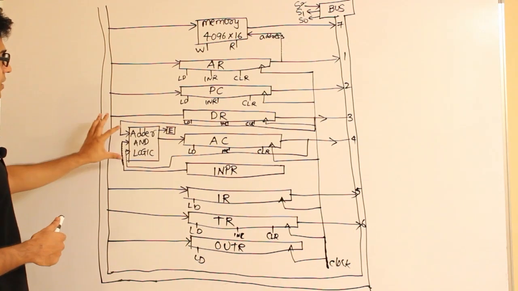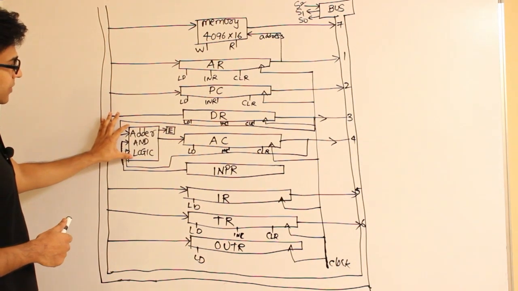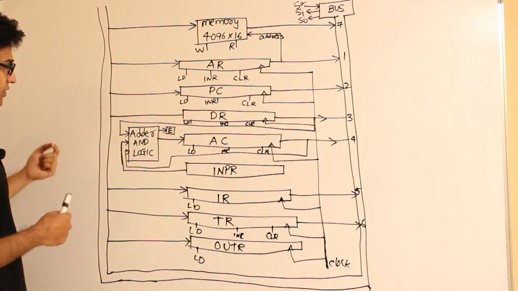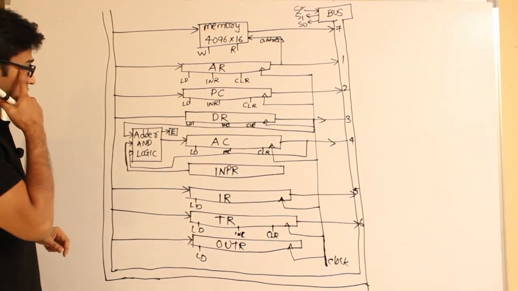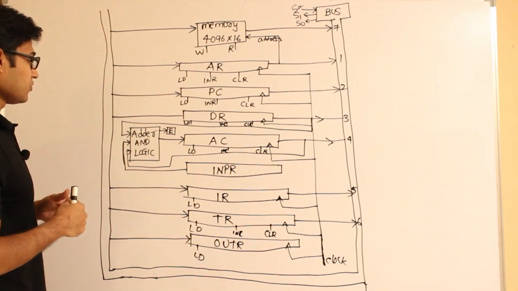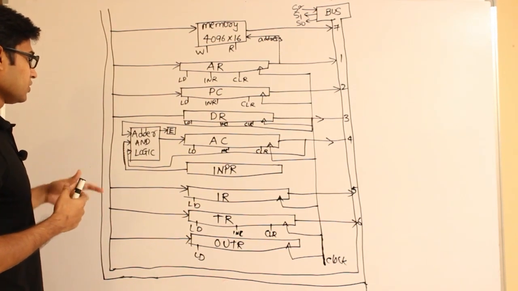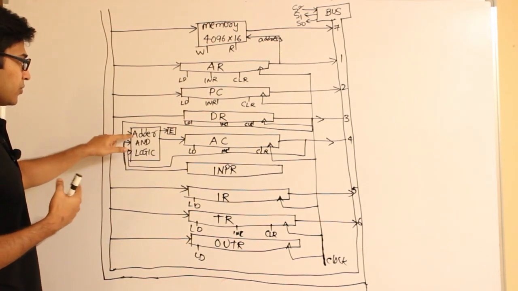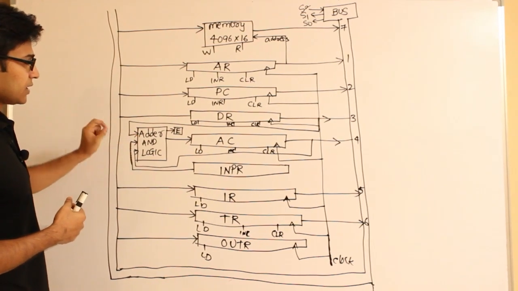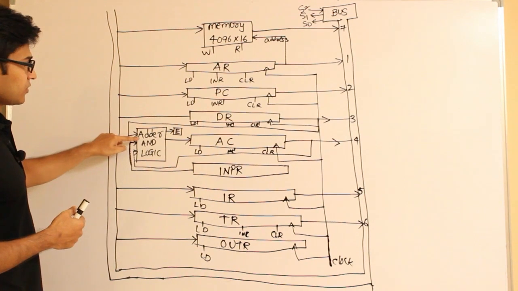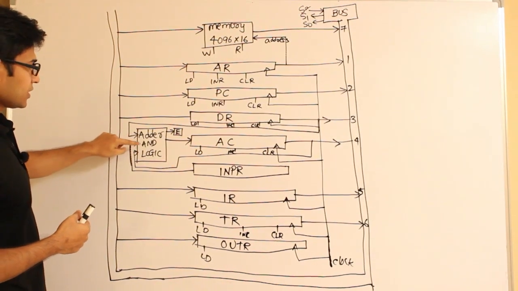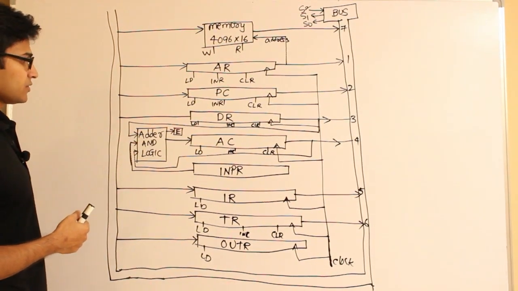And then instead of having an arithmetic logic unit, just to simplify matters, we are just going to have an adder. Using that adder we can even perform subtraction. If you want to implement multiplication and division, you will have to use the add operation many times. Anyway, having this will simplify the circuit. So instead of arithmetic and logic, I am just using adder and logic.